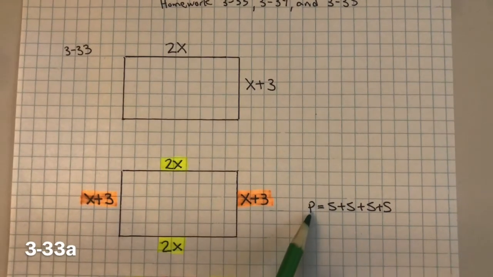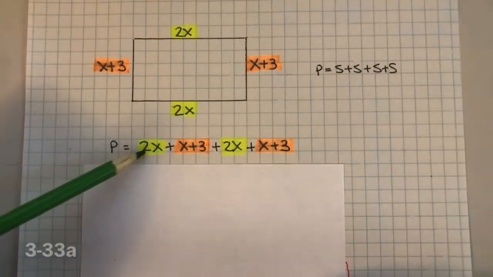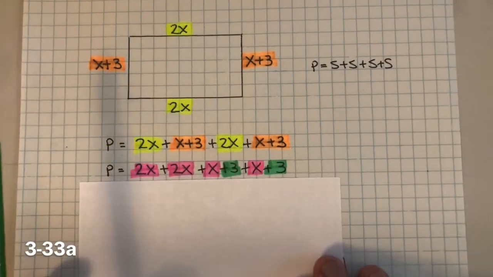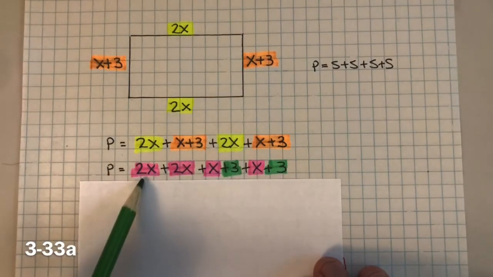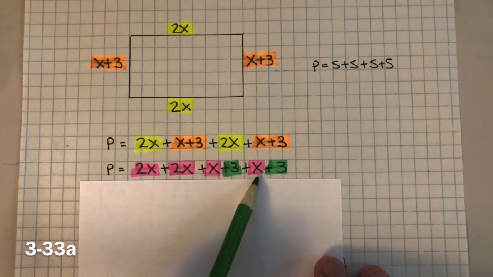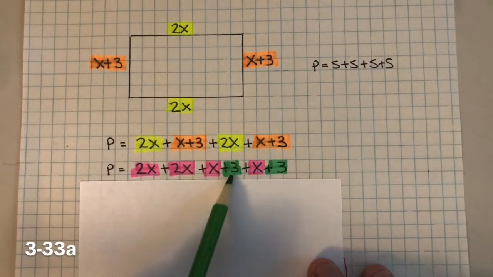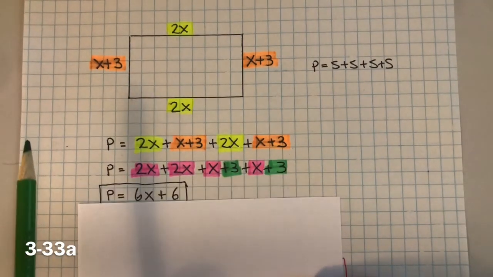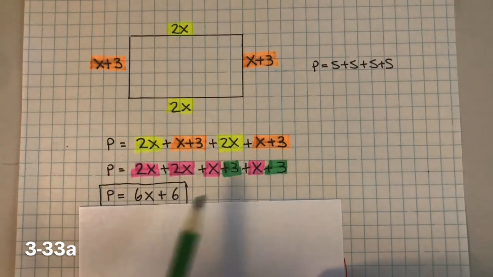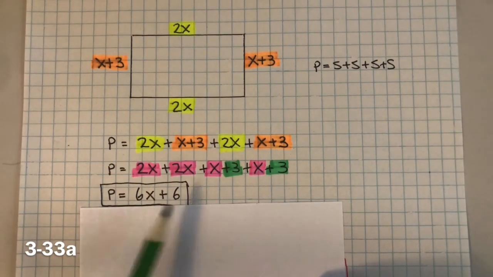And so the perimeter equals side plus side plus side plus side. So now we're going to add the lengths of the sides. Here I have 2x and 2x plus x plus x. These are like terms. They're all x's. So I can combine those like terms, and then I have 3 and 3. So 2x plus 2x is 4x, 5x, 6x, 3 plus 3 is 6. So the perimeter equals 6x plus 6.